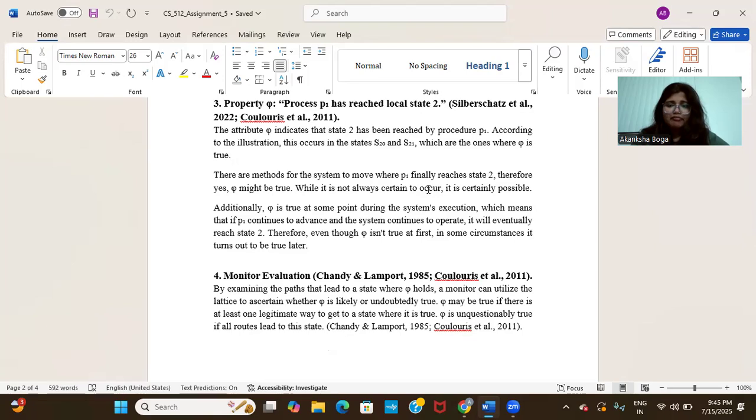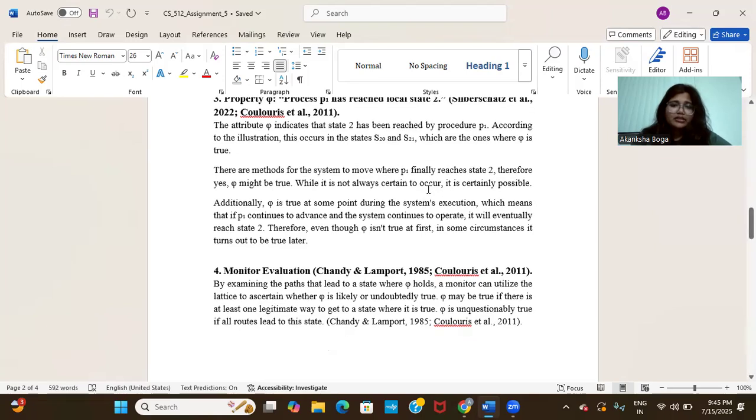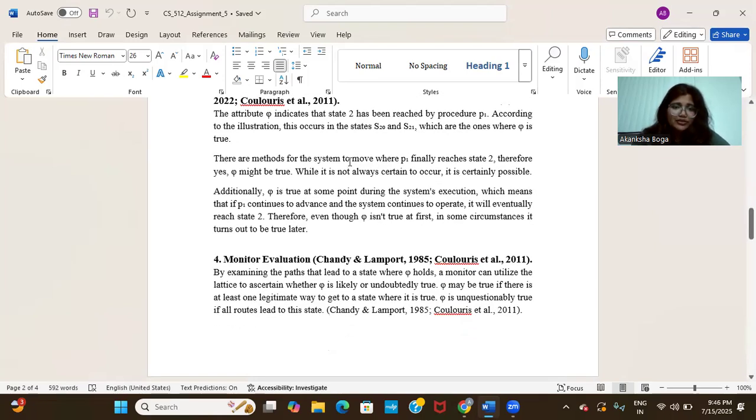This means that if P1 keeps running, and it does not stop, it will finally reach step 2. So here, yes, this attribute is true. It can become true even if it is not true now. It can happen later on. And so this is it about this property attribute.